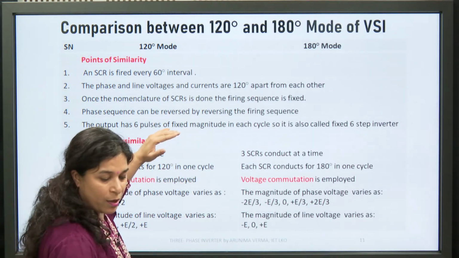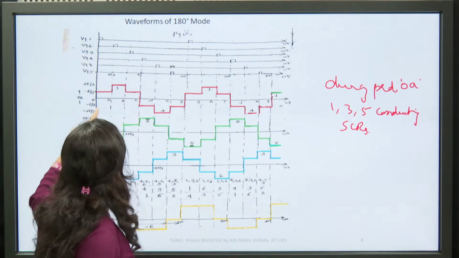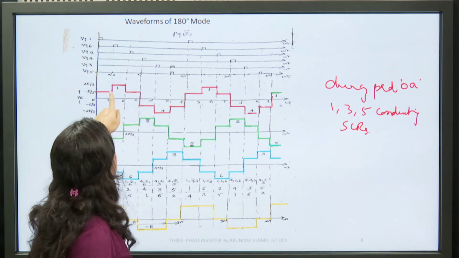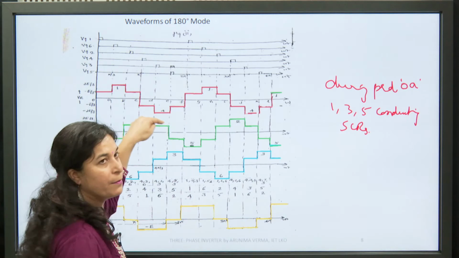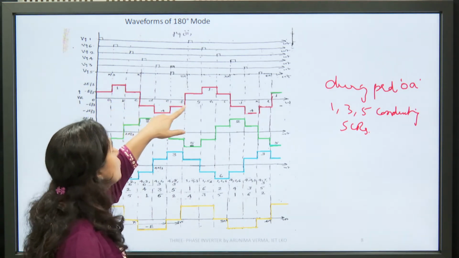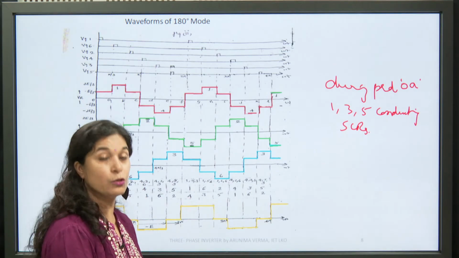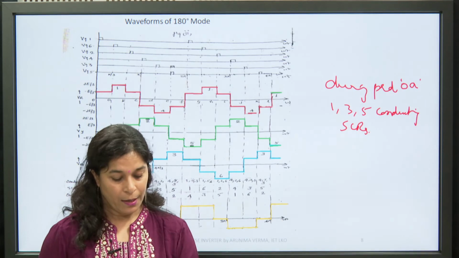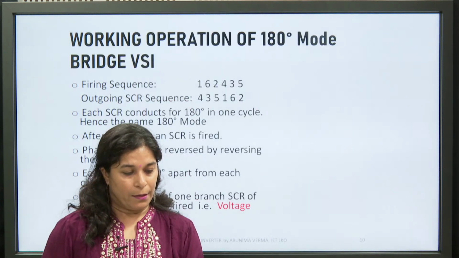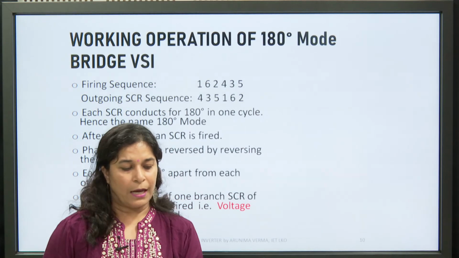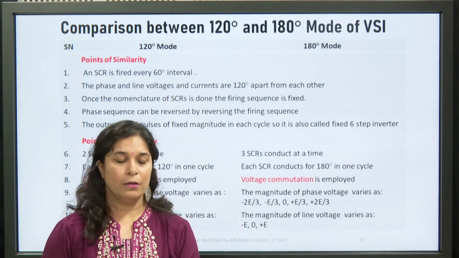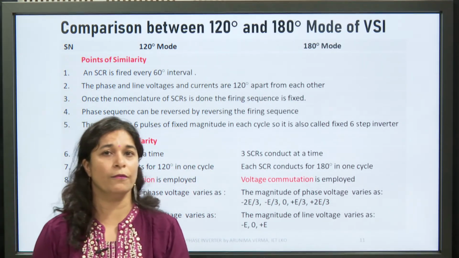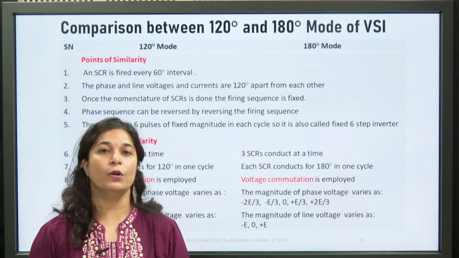Now, why do we call it a 6 pulse? Because in this case you can see the output voltage is varying till here, this is 2 pi, 1 cycle, and you get 6 pulses of different magnitudes. So basically you have 6 pulses. It is also called a 6 pulse inverter, or you can call it a fixed 6-step inverter. Now, I think I have made clear all the necessary points dealing with the 120-degree and 180-degree mode of operation in the case of a voltage source inverter.